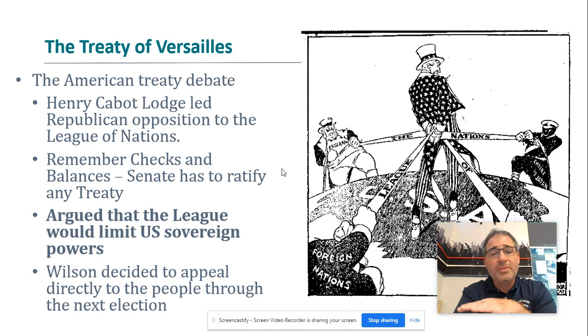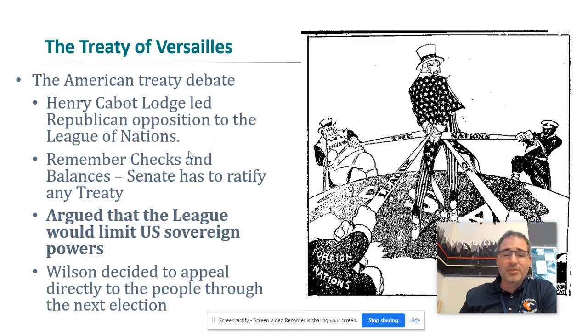Now, remember, the Republicans in the Senate control the Senate. The Senate has to ratify the treaty that Wilson just negotiated. They had to sign off on it. So he needs Republican support. But they're worried that the United States will no longer be its own country if it accepts the League of Nations. You can see here, Japan, over there, England, over here, other foreign nations are tying the United States up through the League of Nations, and the United States won't be able to do what it wants.